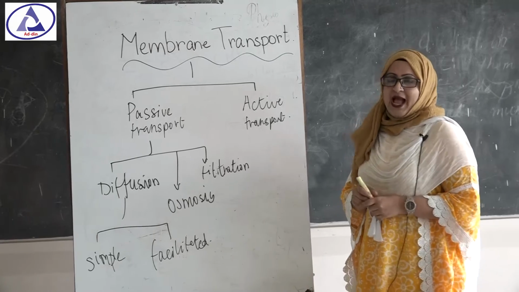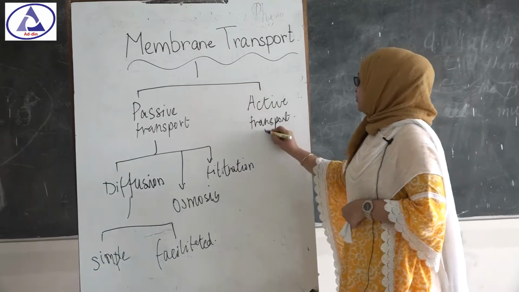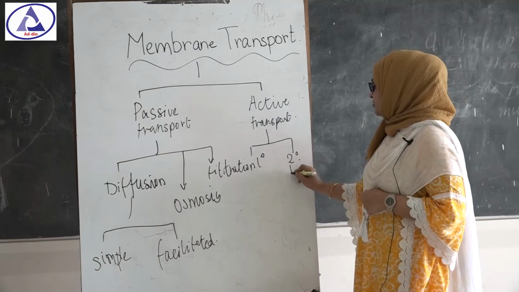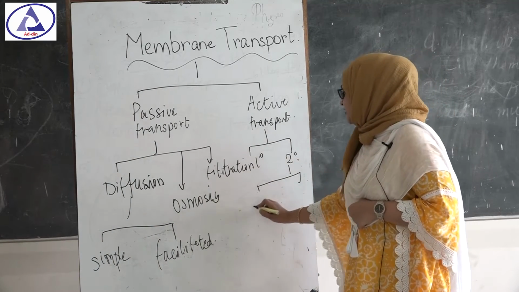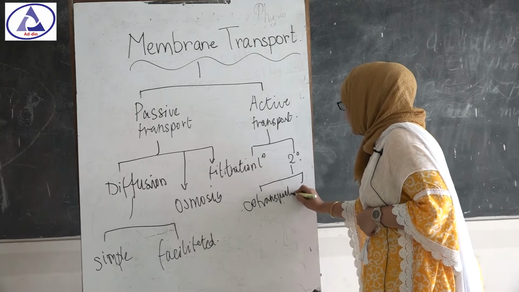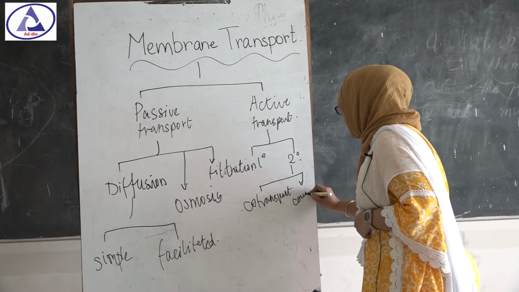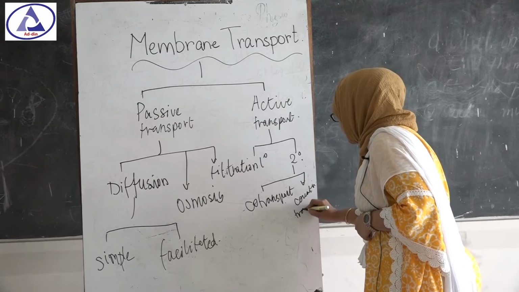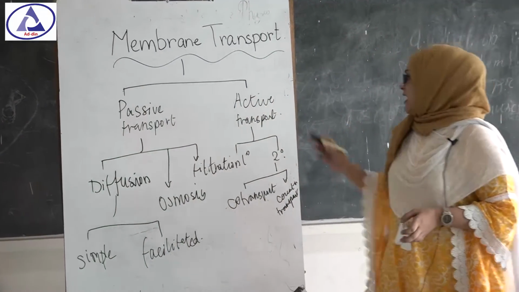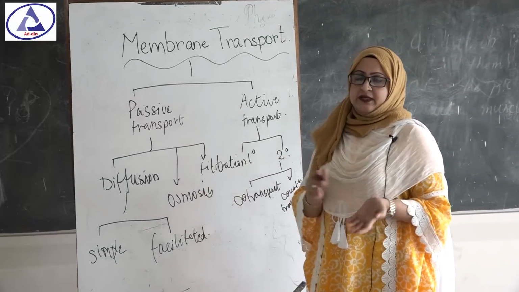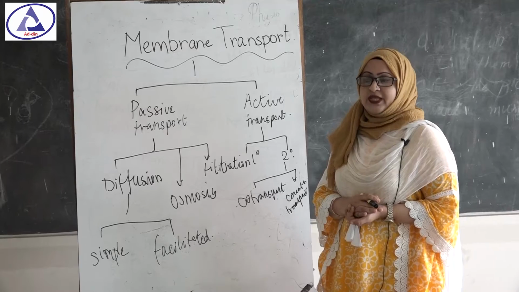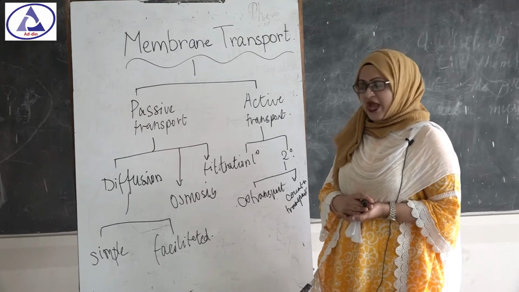Active transport. Active transport is further divided into primary and secondary. And secondary active transport is further divided into co-transport and counter-transport. As I have already mentioned, active transport means the movement of particles against the concentration gradient with the expense of energy and with the help of carrier protein.